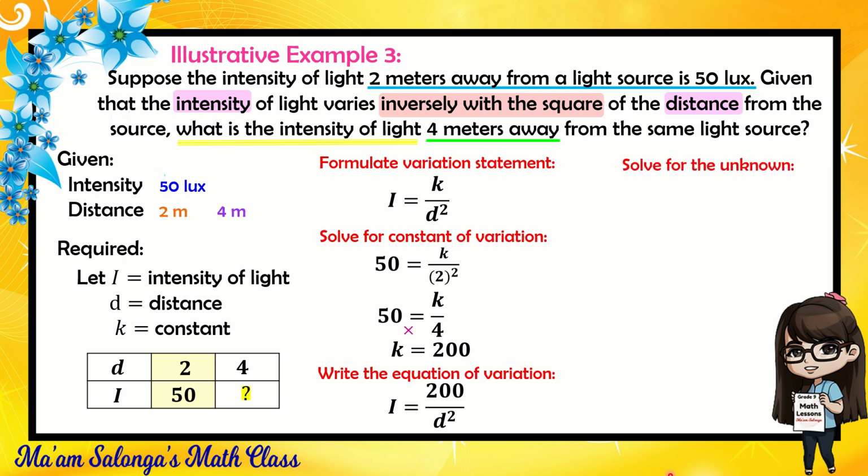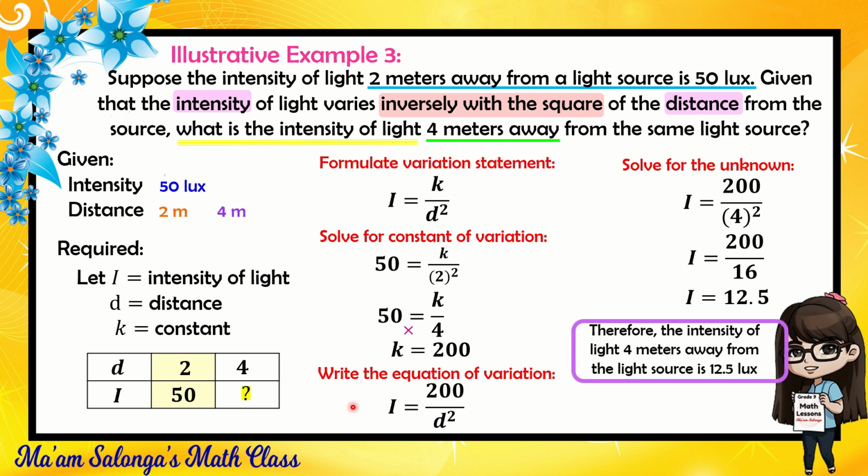Then let's solve for the unknown. Since the unknown is the intensity, we will just substitute the given value of distance, which is 4, to the equation of variation. So I equals 200 over 4 squared. So 4 squared is 16. So 200 divided by 16 is 12.5. So therefore, the intensity of light 4 meters away from the light source is 12.5 lux.